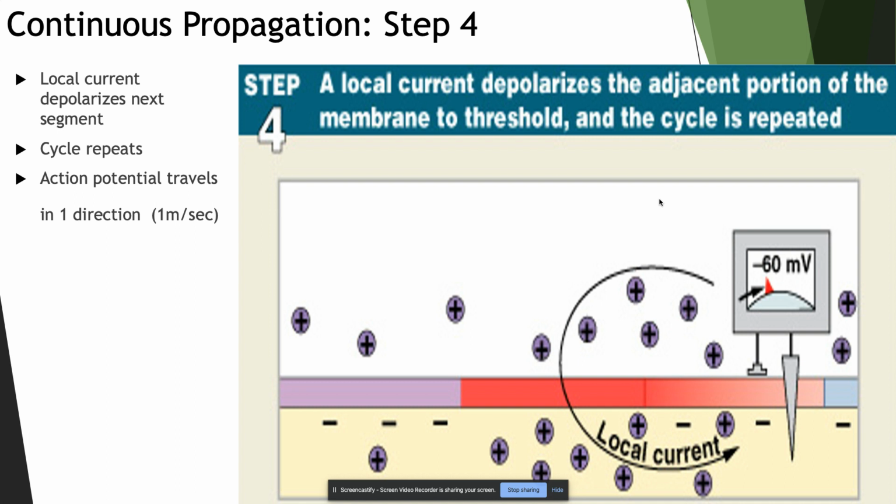So in continuous propagation, the action potential appears to move across the surface of the membrane in a series of tiny steps, and even though the events at one location only take about a millisecond, they must be repeated at each step along the way. Continuous propagation along an unmyelinated axon occurs at a speed of about 1 meter per second. So for a second action potential to occur at the same site, a second stimulus has to be applied.